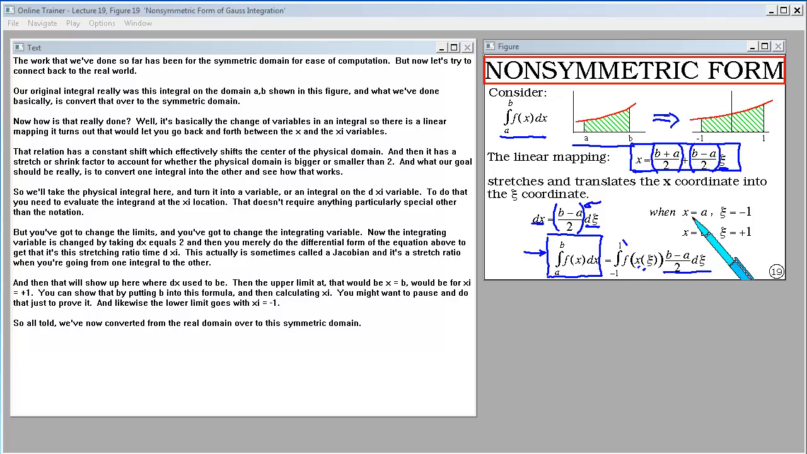Then the upper limit that would be x equals b would be for c plus 1. You can show that by putting b into this formula and then calculating c. You might want to pause and do that just to prove it. And likewise, the lower limit goes with c minus 1. So all told, we've now converted from the real domain over to this symmetric domain.